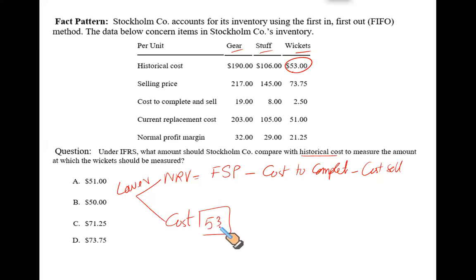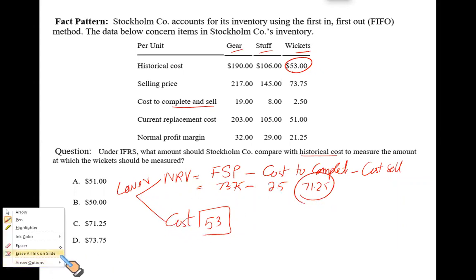Now I must match my cost against NRV. So I need to first find NRV. What is NRV? NRV is the final selling price of wicket, which is 73.75. Cost to complete is given as 2.5, and it also includes the cost to sell. So cost to complete and sell, if you calculate the difference, is going to be 73.75 less 2.5. It is 71.25. Now, on one hand, you have cost. On the other hand, you have NRV. Whichever of these is lower.